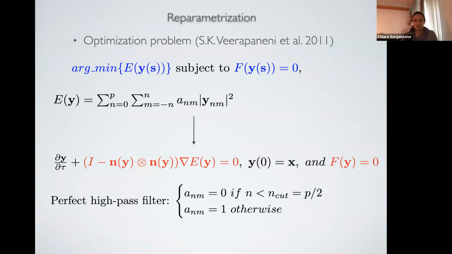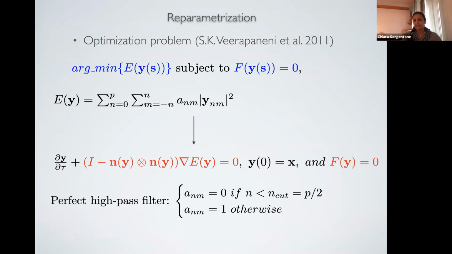Basically the idea is that we can minimize this energy that tries to penalize the highest frequency modes, because this is what we want to do. And these A and M are coefficients that penalize those high frequencies. And he was using this perfect high pass filter.